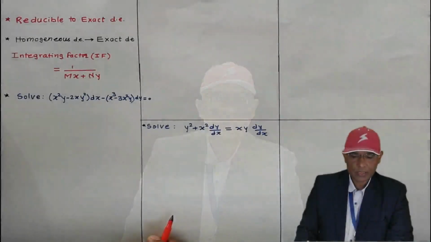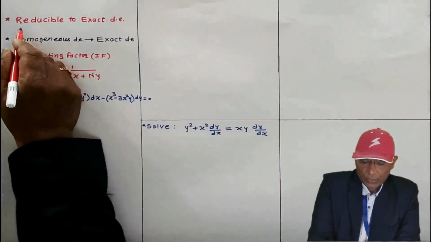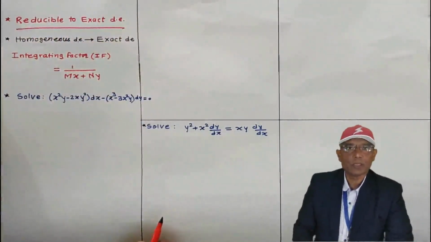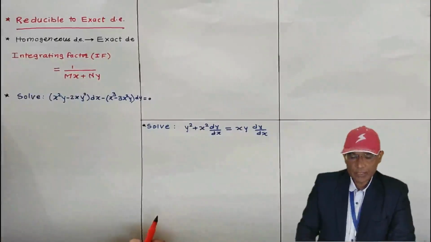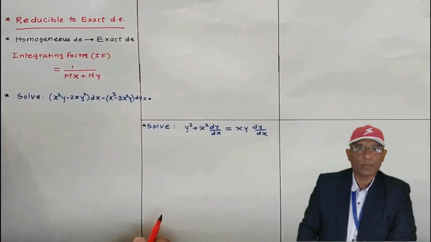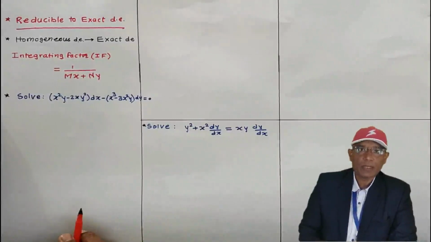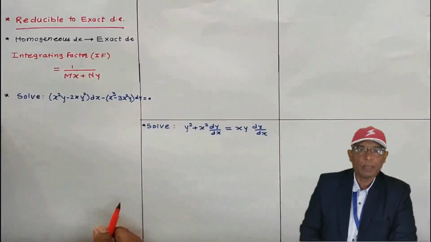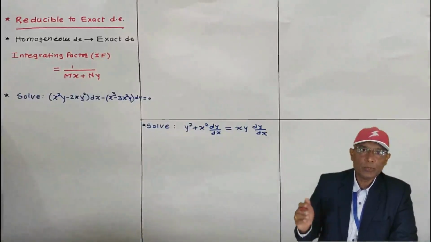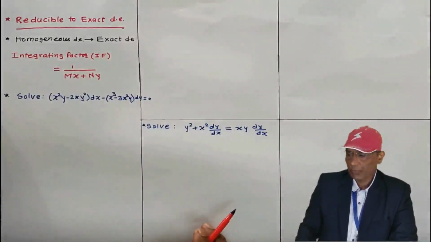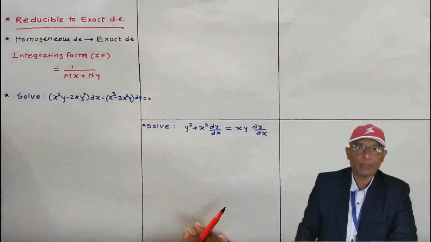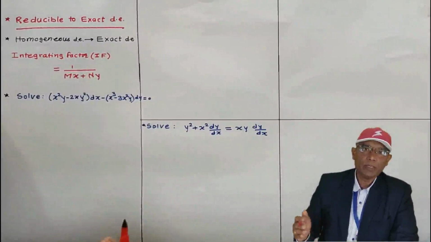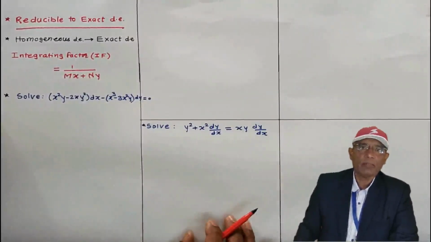Now we are going to discuss reducible to exact differential equations. What is it? It means the given differential equation is not exact, but we can reduce it or convert it into an exact differential equation. There are some types of differential equations which can be converted into exact differential equations, and we can solve them further.